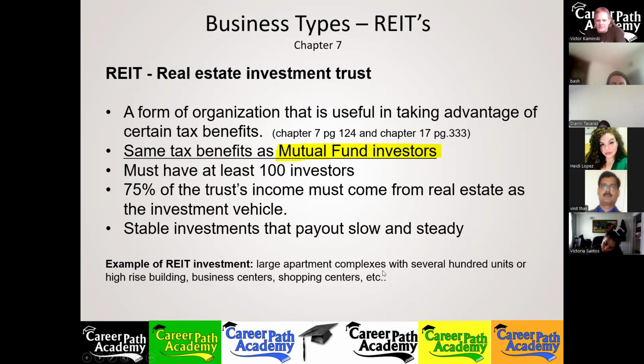Large apartment complexes with several hundred units or high-rise buildings, business centers, shopping centers. These are the types of properties that REITs invest in.